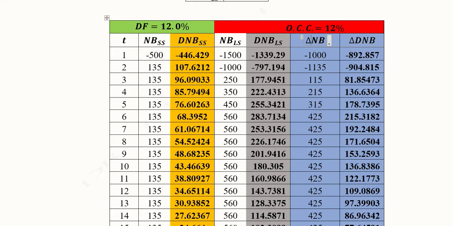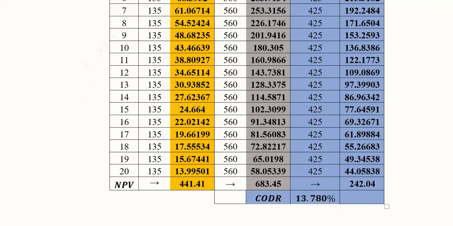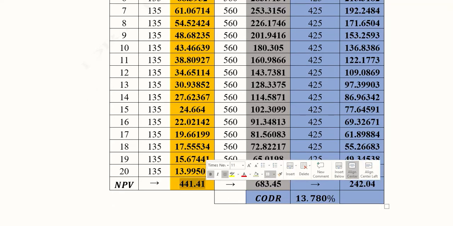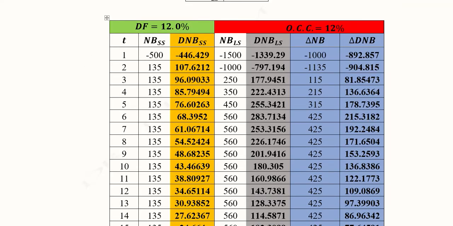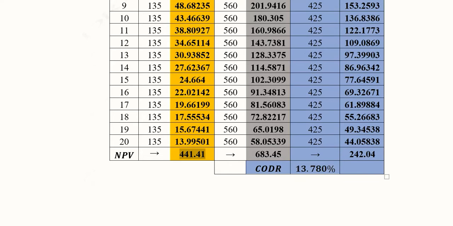Now the difference of the net benefits, if we take the discounted values, will give us this column. So the NPVs now are making more sense because I have given the discounted versions as well. So this is the NPV of the small scale, the NPV of the large scale, and the NPV of the difference of the two streams of net benefits. Now when we have such a situation, we can find the crossover discount rate to find out which scale of the project is suitable. The answer for the crossover discount rate is already mentioned.